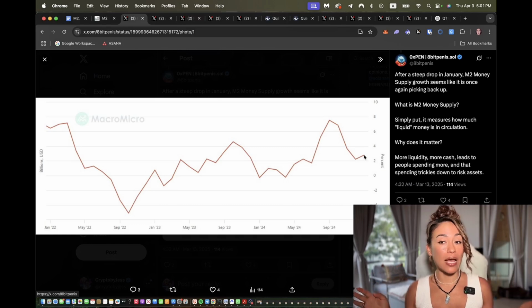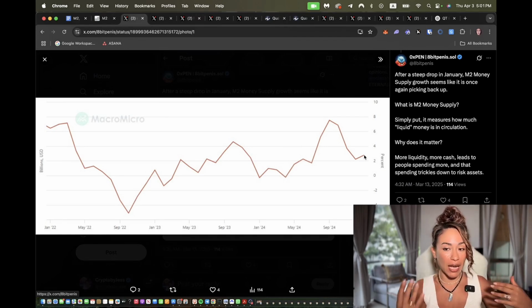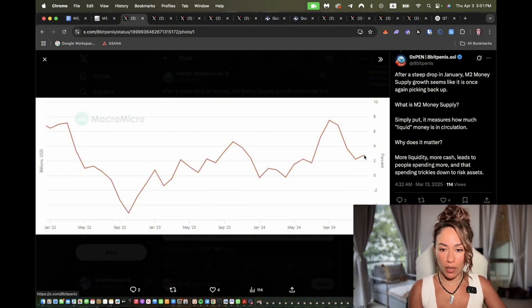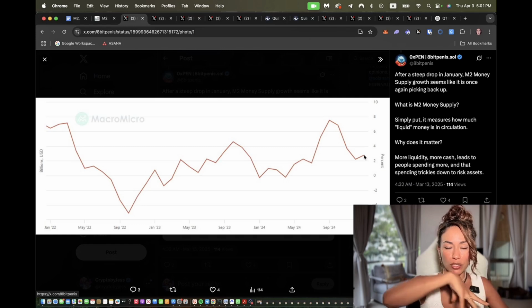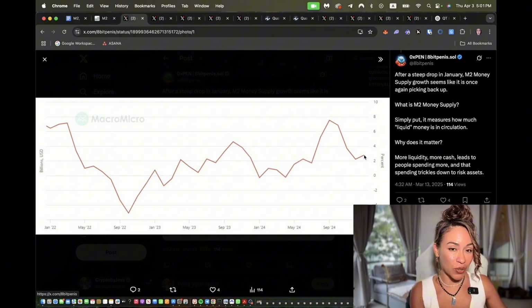So they say, what is the M2 money supply? Simply put, it measures how much liquid money is in circulation in the market. More liquidity, more cash, people feel richer. It leads people to spending more. And that spending trickles into risk assets or hedging assets like gold or its counterpart, digital gold, Bitcoin.